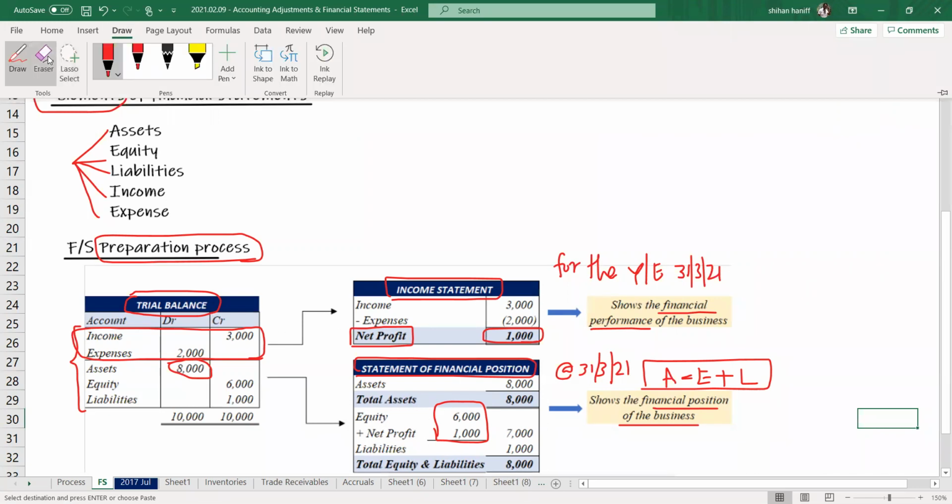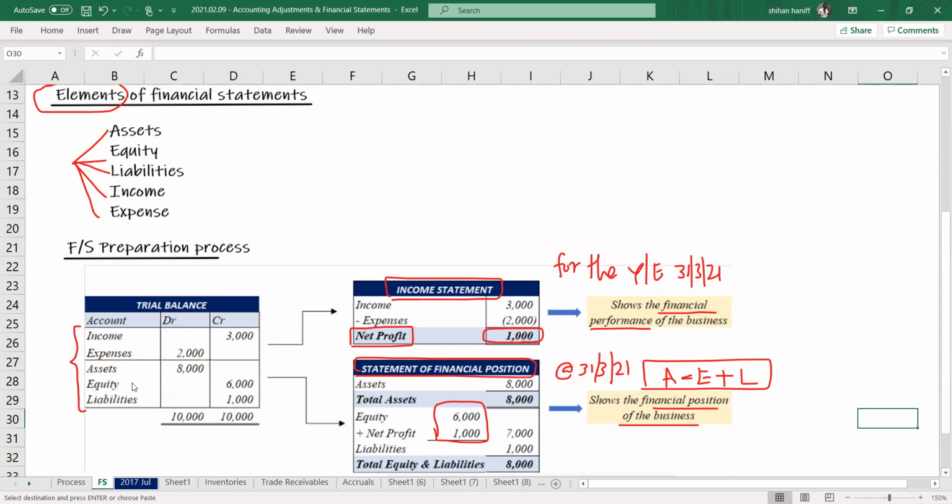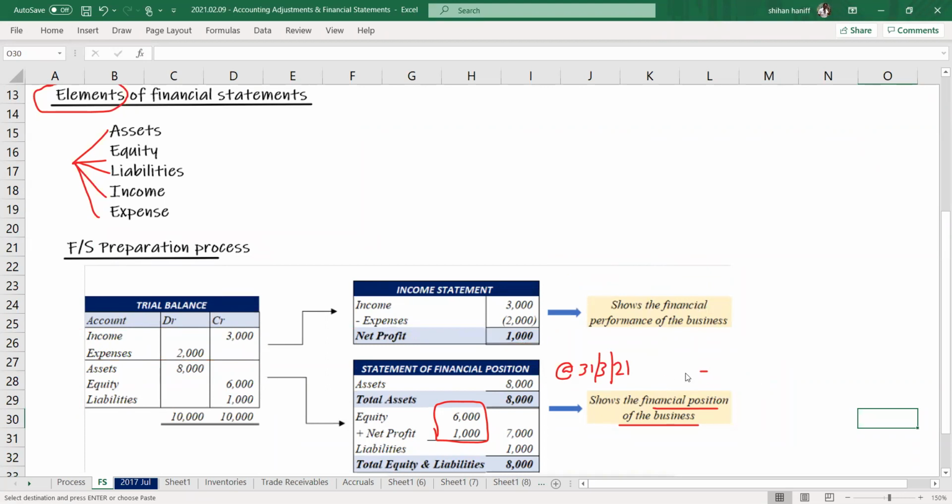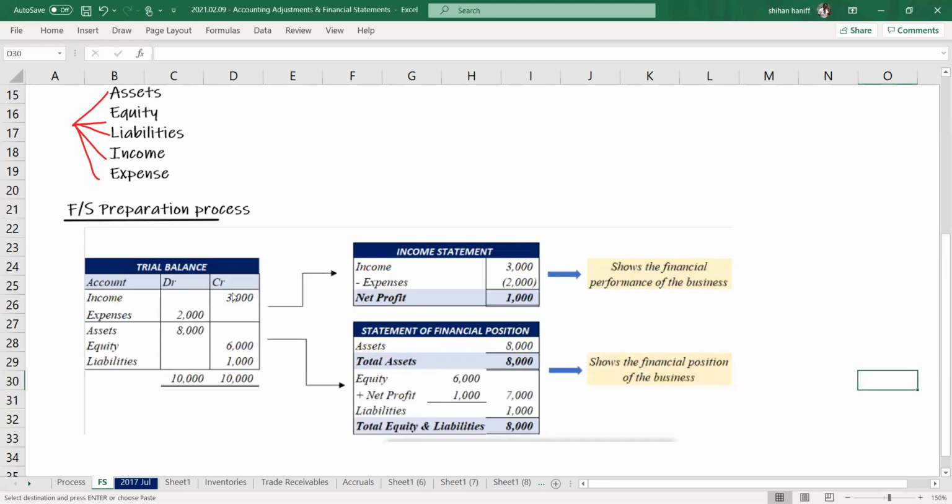Can you all draw this? I will explain it again. Others can write down the preparation process.